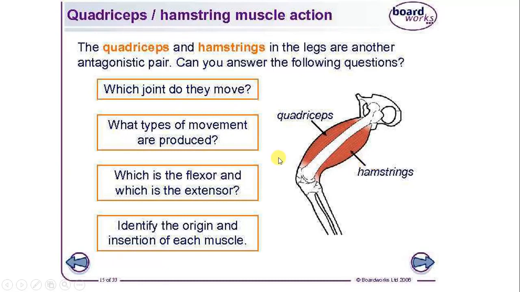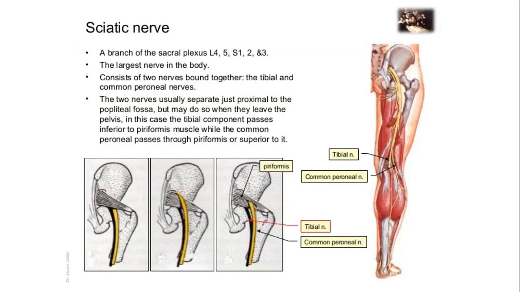Which is the flexor and which is the extensor? At the hip, quadriceps are flexor, hamstring extensor. But at the knee, the quadriceps are extensor and the hamstrings are flexor. Identify the origin and insertion of each muscle that we have seen before. So now we have seen the muscles.